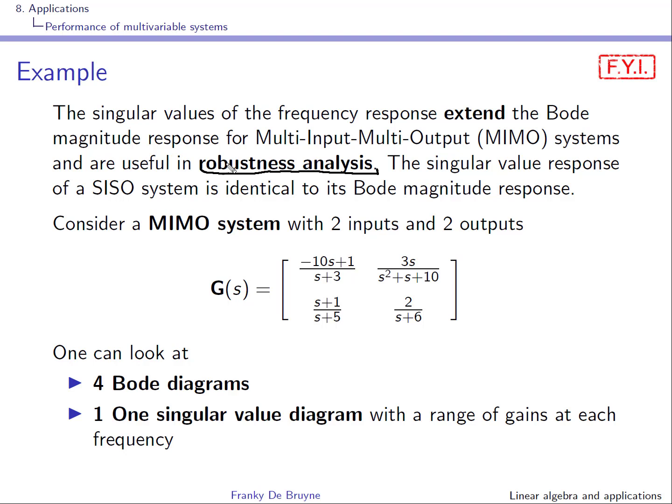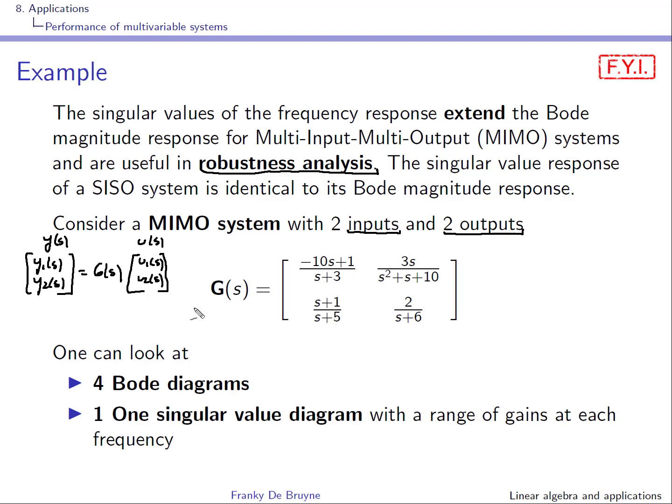So let us consider, for simplicity, a MIMO system with only 2 inputs and 2 outputs. You can write it as y1(s), y2(s). That's a vector, and we'll call it y(s) over here, equals G(s) times u(s), and we'll write it as u1(s), u2(s).